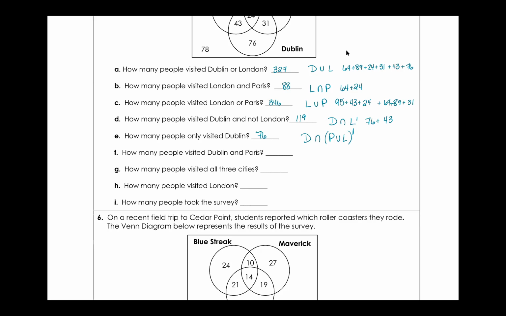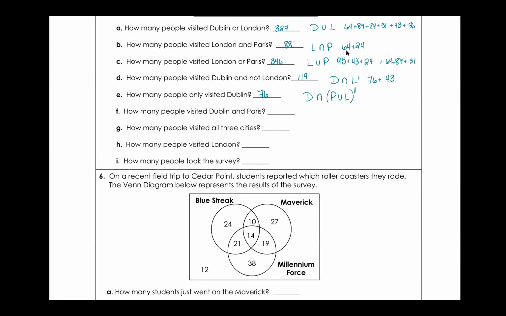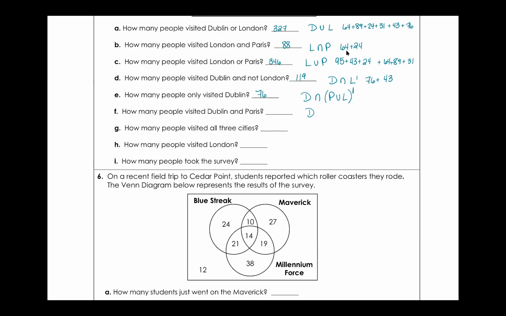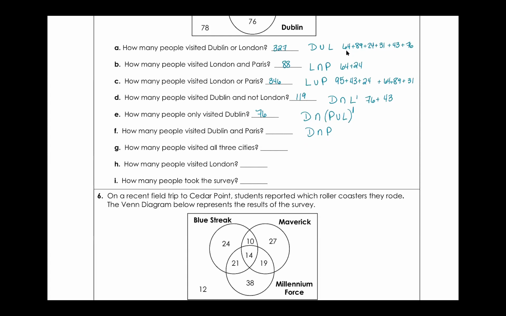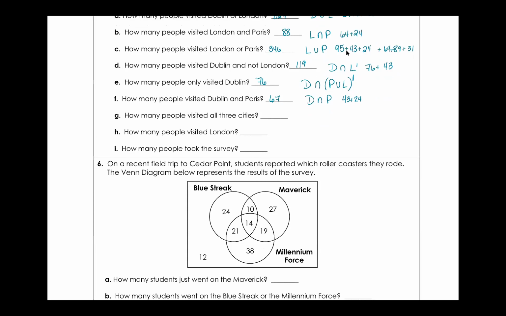How about Dublin and Paris? So you've got Dublin and Paris. We want the intersection of Dublin and Paris. So Dublin and Paris would be 43 plus 24, which is 67, because that's that intersection.